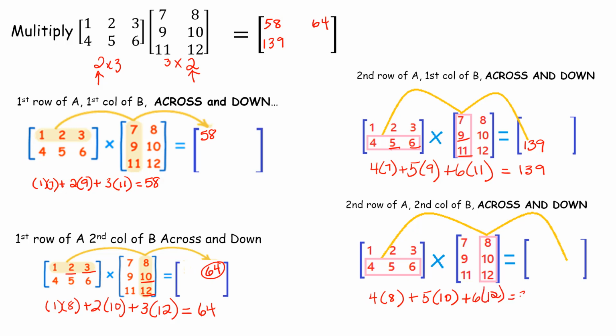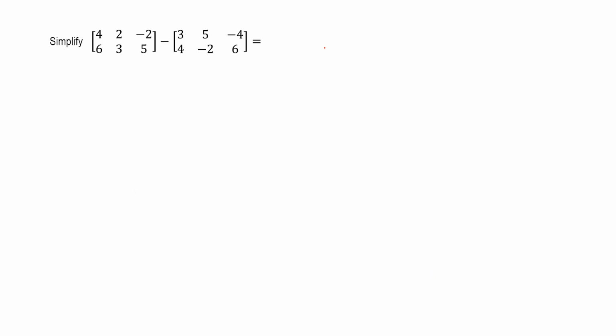So that's 32 plus 50 plus 72. And if you add that up, you get 154, and that goes right there. So 154. So that is how you multiply two matrices. You go across and down, matching each row in the first matrix with each column in the second matrix. All right, so we're going to do a few more examples.